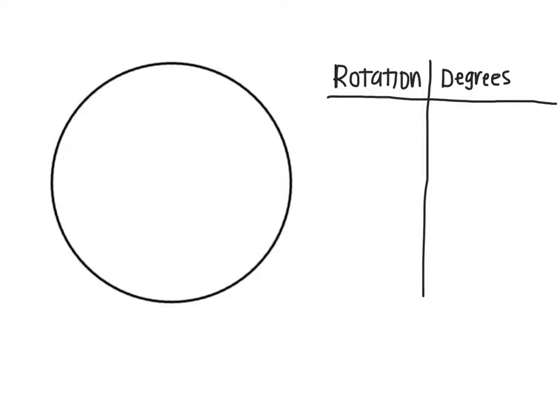The next benchmark angle that we're going to take a look at is our acute angle, our 45-degree angle. So let's start with our center point. So we know that when we fold our circle in half, we got 2 180-degree angles, 2 straight angles. Then when we split each of those in half, we got 90-degree angles, right? 1, 2, 3, 4 90-degree angles.